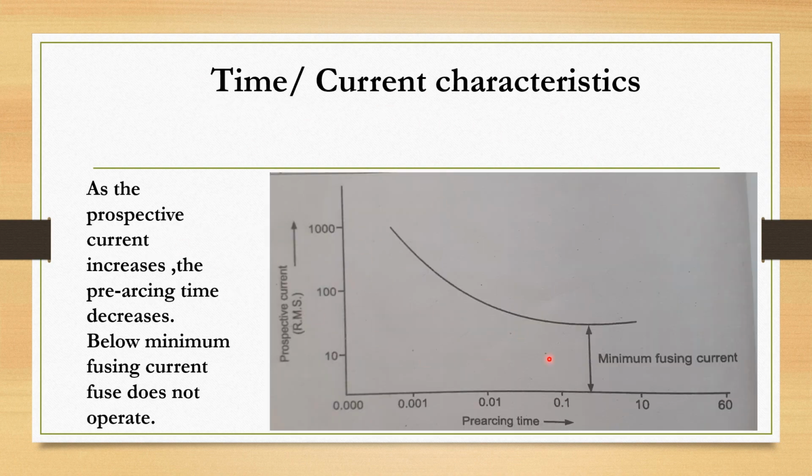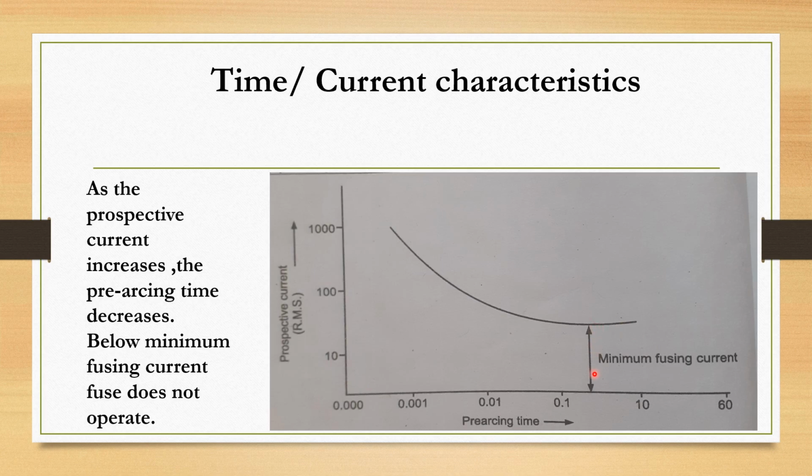Just try to understand the characteristic of HRC fuse. Time current characteristic is plotted in this particular graph. As the prospective current increases, the pre-arcing time decreases. Please take note of it. As prospective current is increasing, the pre-arcing time is decreasing. And there is a certain limit, the minimum fusing current, below which the fuse does not operate.